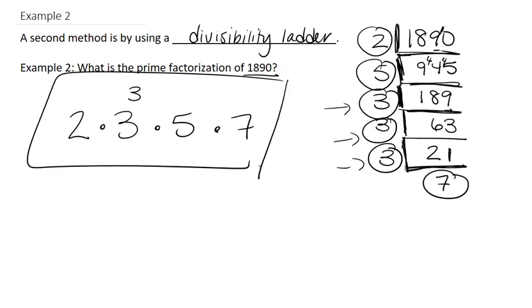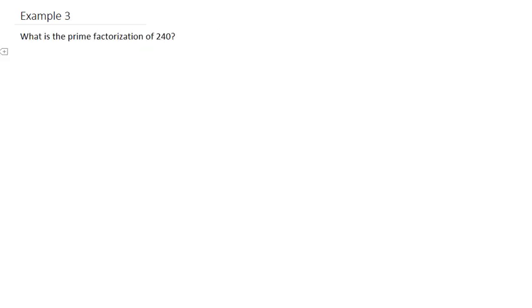Now let's do one final example. What is the prime factorization of 240? So we have 240. Let's use our divisibility ladder on this one. So we can divide by 2. 2 can go into 240 how many times? 2 goes into 2 1 time with no remainder. Now 2 can go into 4 2 times. 2 can go into 0, 0 times. Now we're left with 120.